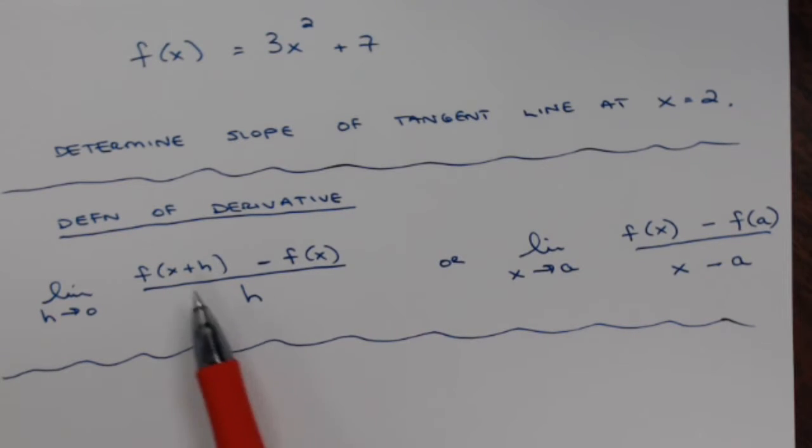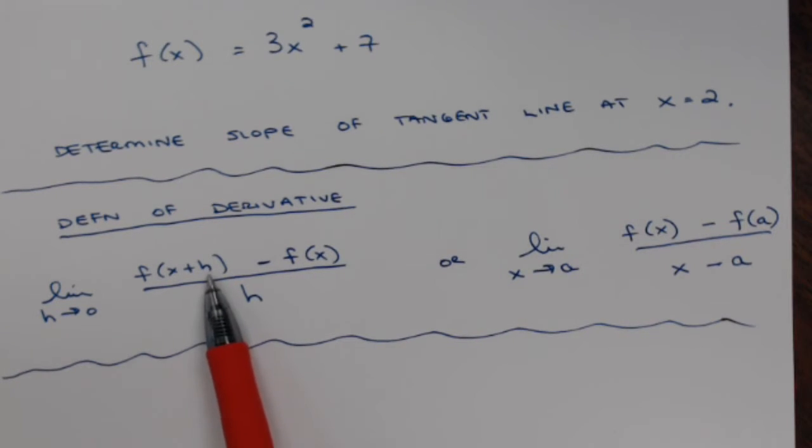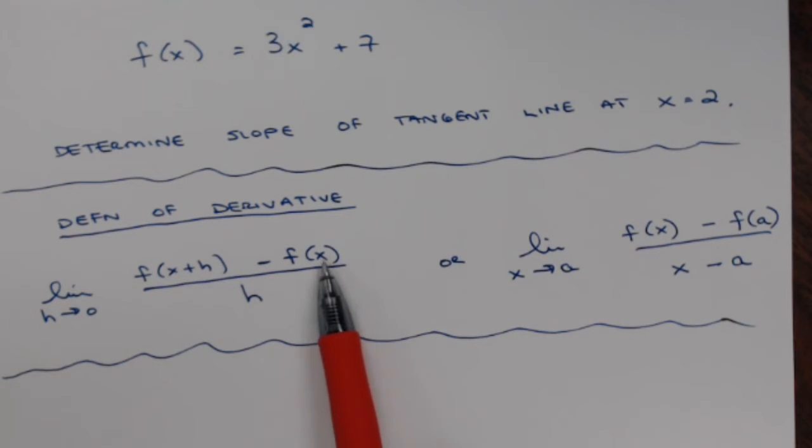And this is computing the slope at 2 points that are really close together. So think about h not quite being 0, but approaching 0. So that makes this x value a little bit different than this x value. Okay? The same thing goes.